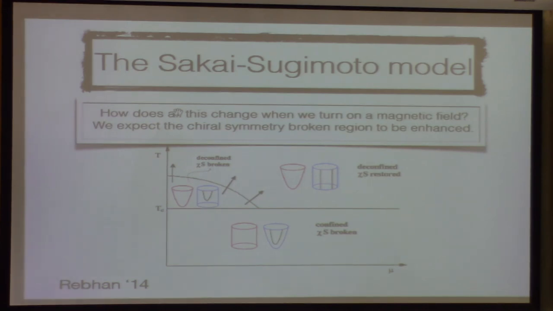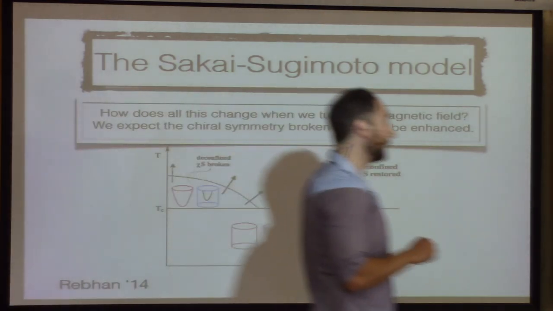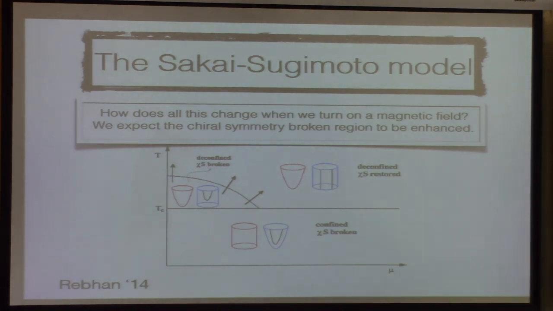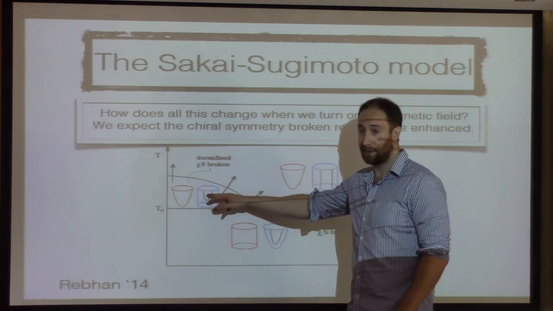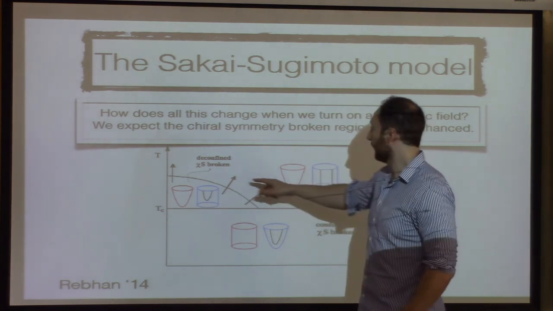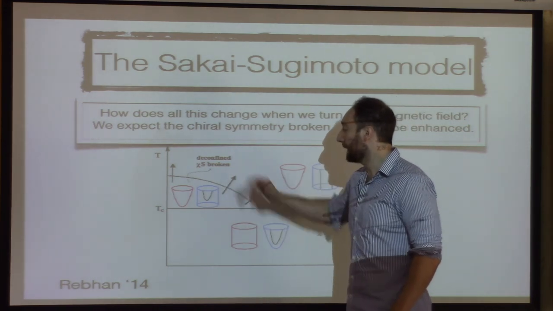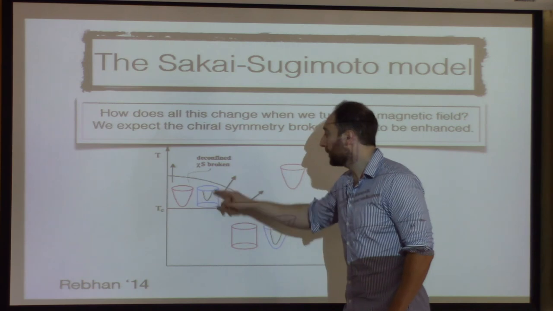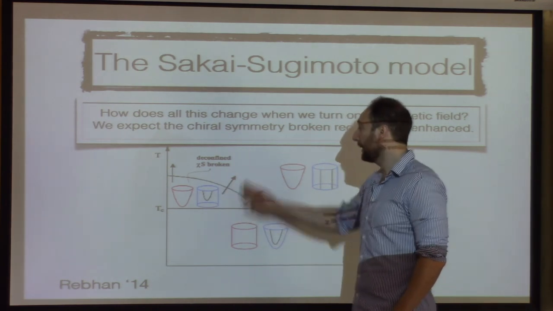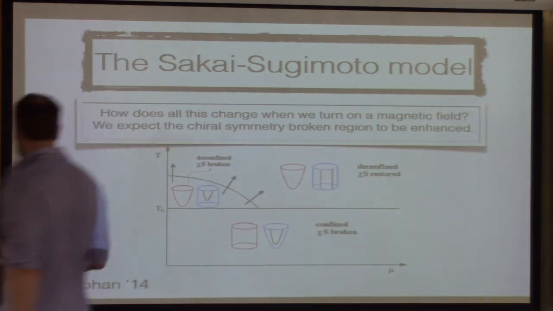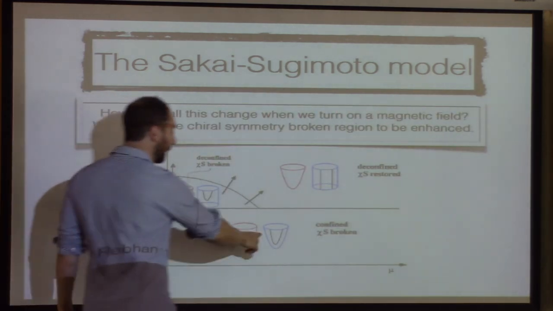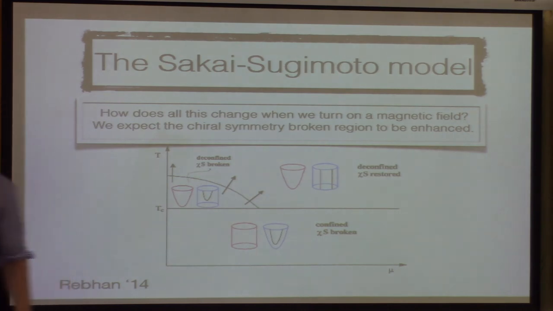We saw previously that turning on a magnetic field would appear to want to give us chiral symmetry breaking. So whereas turning on a chemical potential appears to disfavor this phase, turning on a magnetic field seems to want to give us a chirally symmetry broken phase, even in the deconfined setup. We have no choice in the confined phase but for the chiral symmetry to be broken.